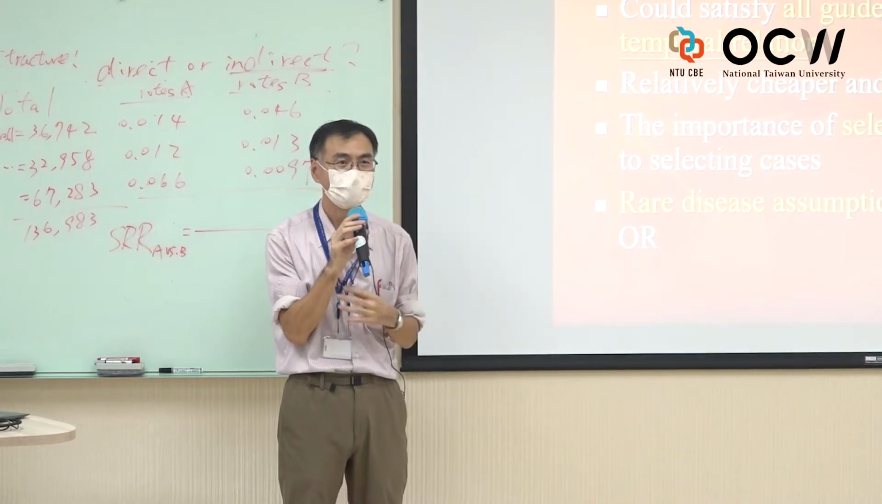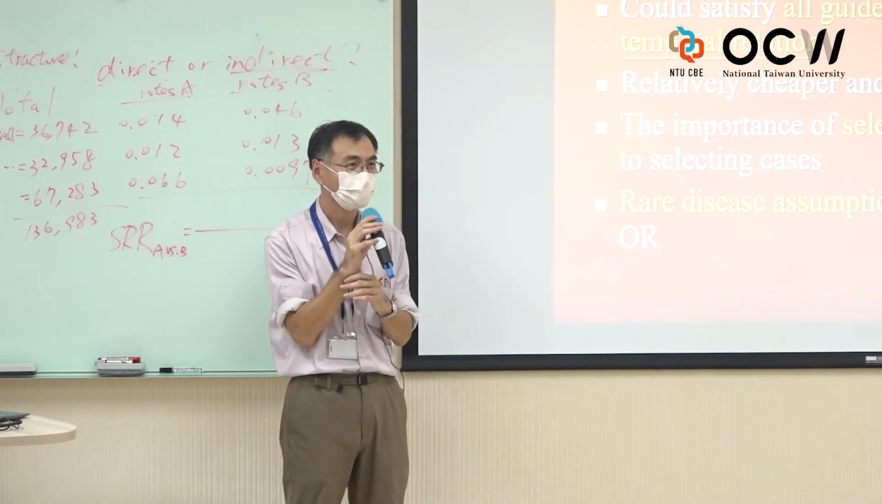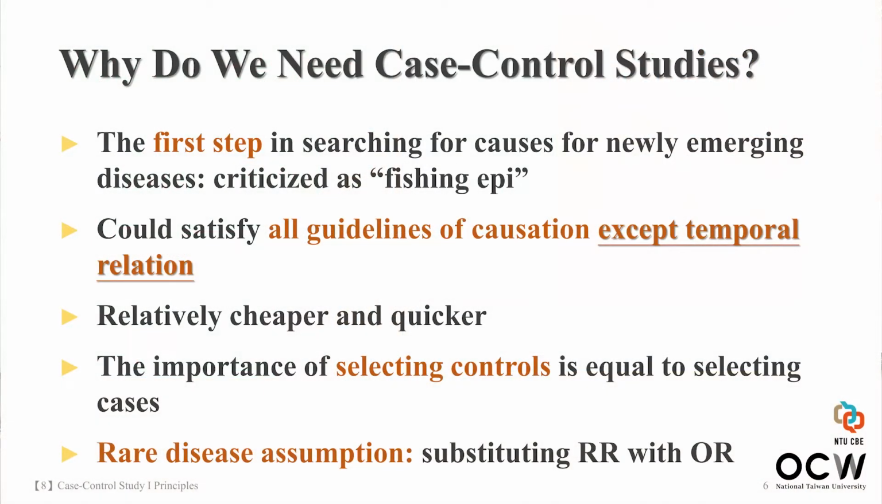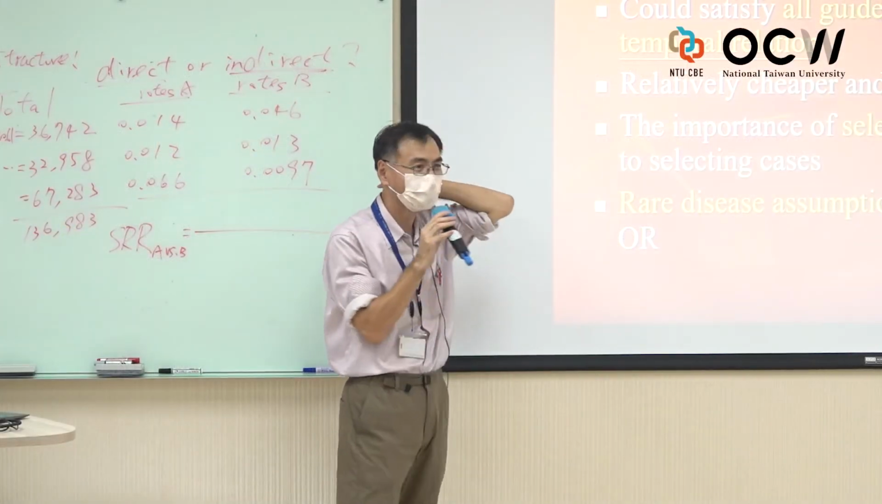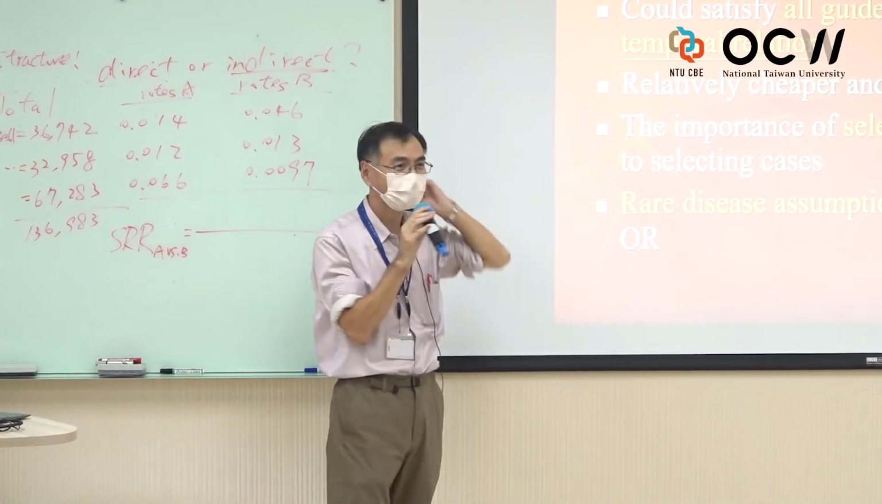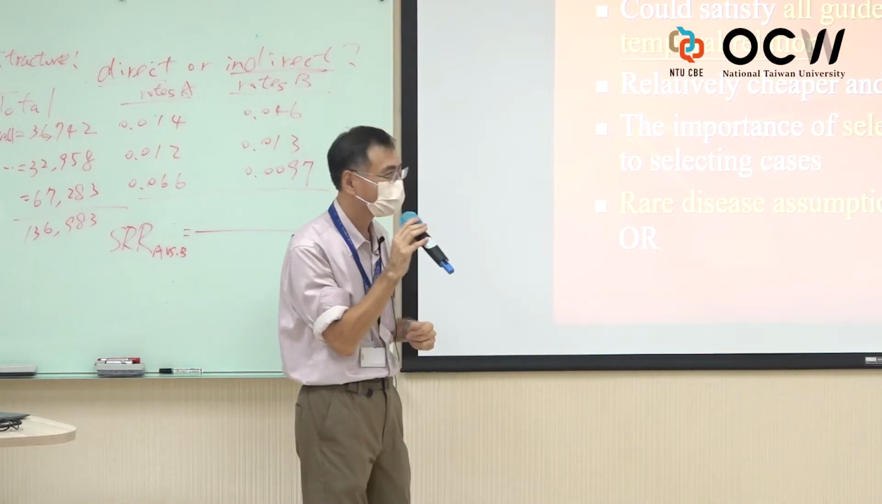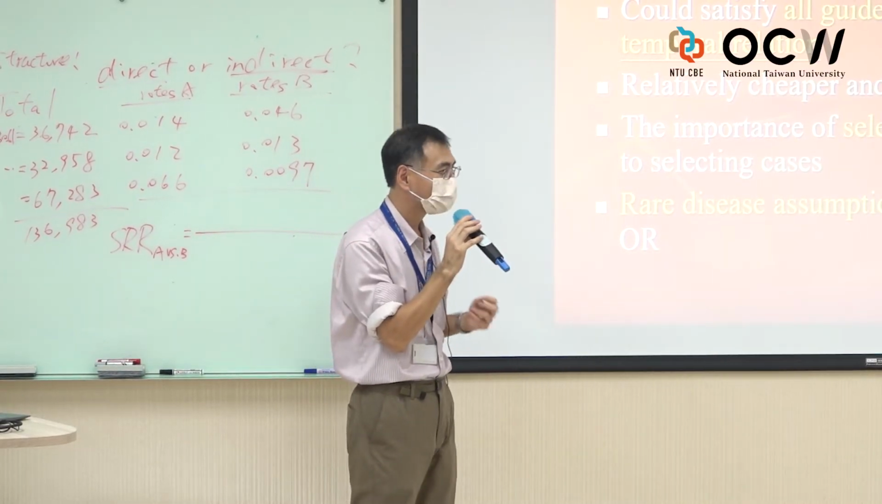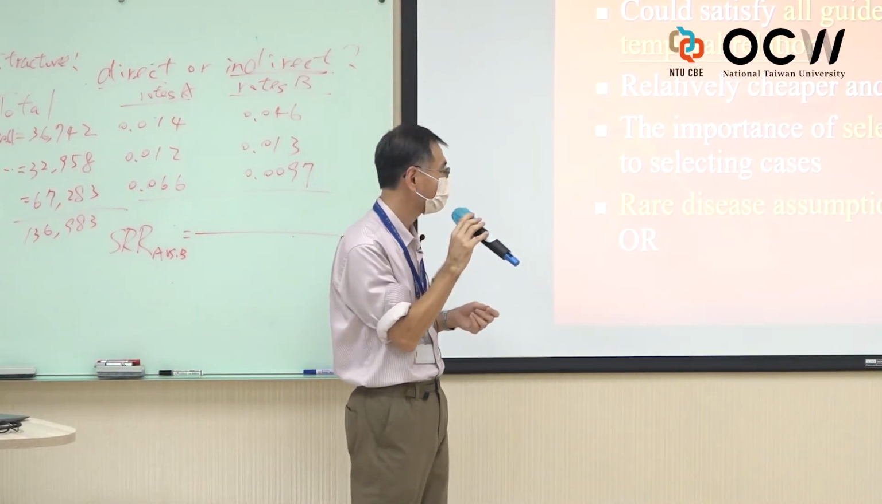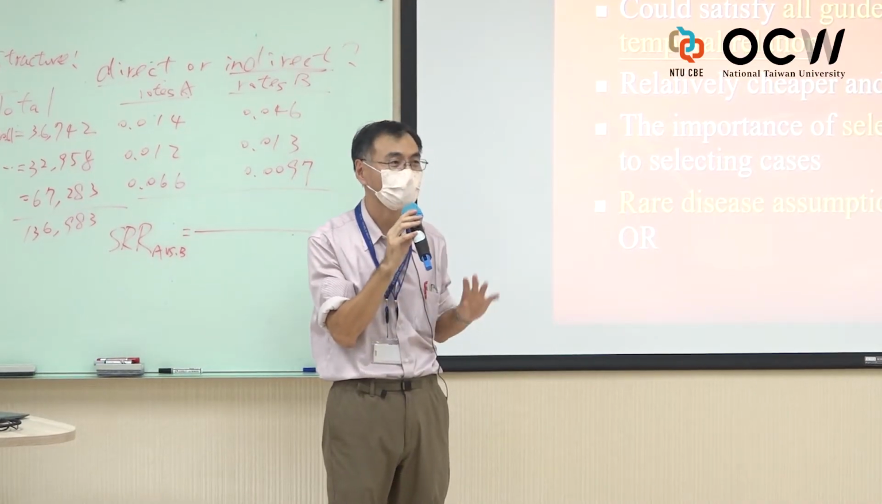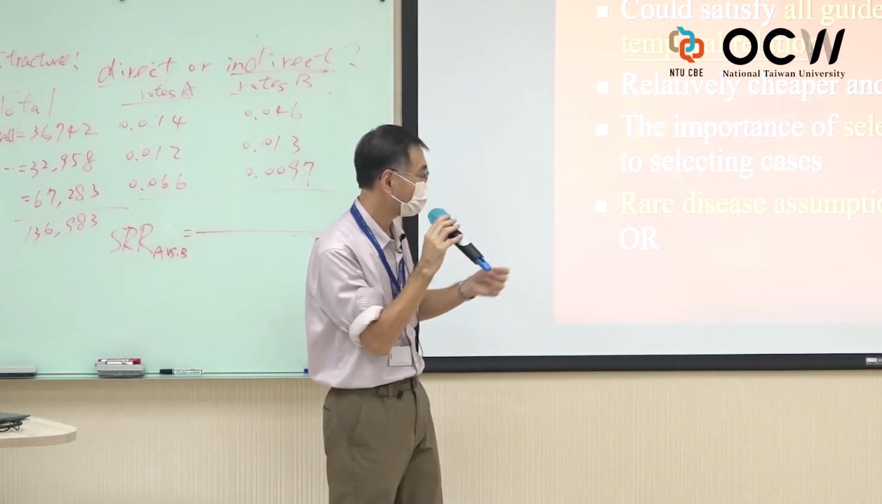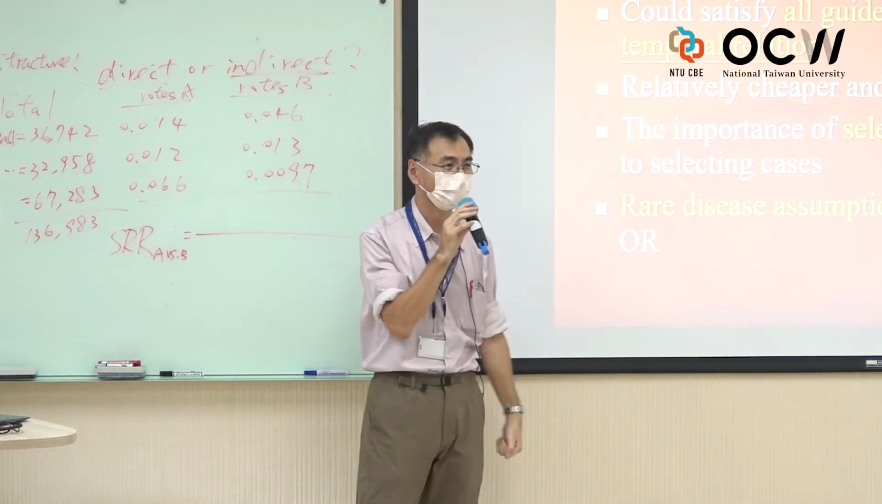there's a so-called rare disease assumption, remember? But there's no clear cutoff point for how rare is so-called rare here. Some people might say maybe 1 in 1,000 or 1 in 100. But recently it has been proven that it has no need to be very rare. So even 20 or 30% of the disease prevalence in the population is fine.